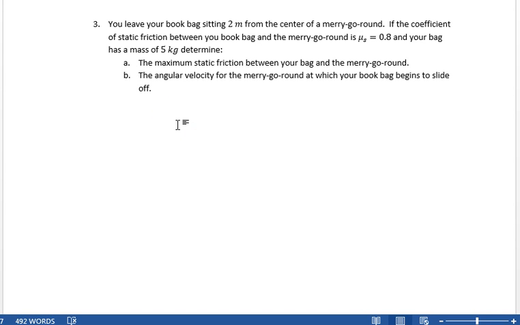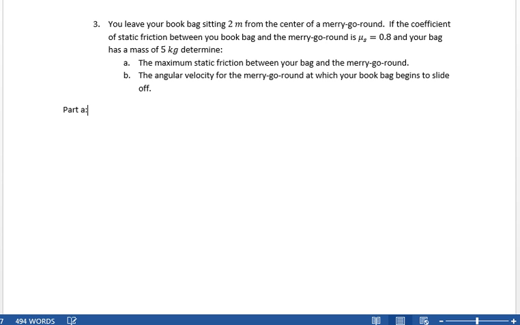Alright, exam 2, problem 3. You leave your book bag sitting 2 meters from the center of a merry-go-round. And if the coefficient of static friction between your book bag and the merry-go-round is mu s equals 0.8, and your bag has a mass of 5 kilograms, determine A, the maximum static friction between your bag and the merry-go-round.